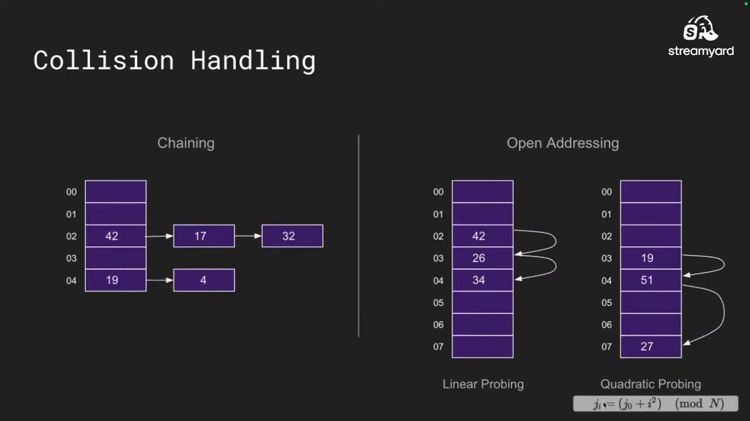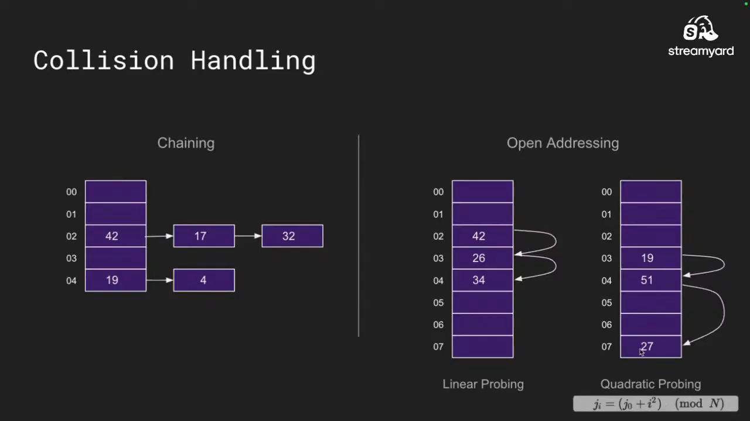Here, j_i is the ith entry that we need to add, and j_0 is the initial index that it lands on. In this case, for all three keys, it lands on the third index, and i is how many collisions are happening. Initially there are 0 collisions, so 3 plus 0 equals 3, it lands here. Then after one collision, it will be 3 plus 1 squared, so it goes to the fourth. And after that, it will be 3 plus 2 squared, which is 7.